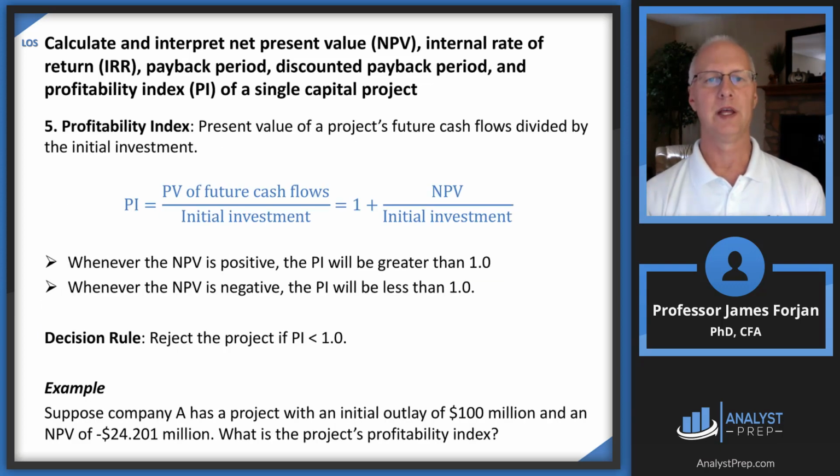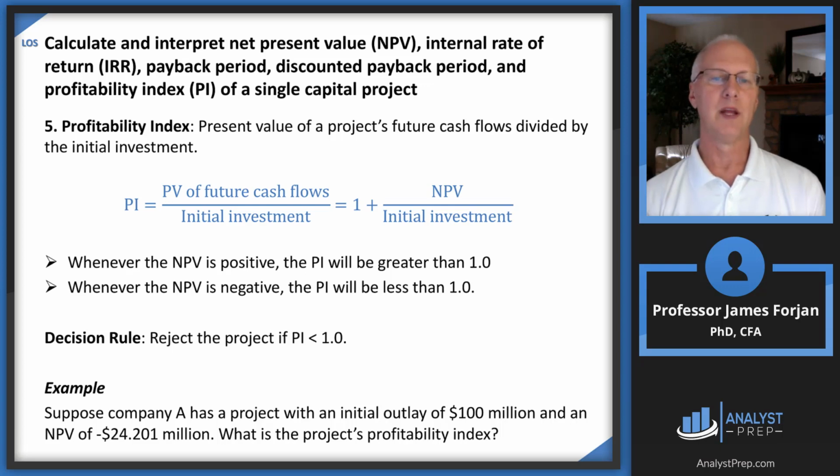Profitability index is a different way of looking at net present value. What it is, it's a standardized net present value. And so look at a couple of formulas there. Profitability index is going to be the present value of those future cash inflows divided by the initial investment, or alternatively, you can do 1 plus the net present value over the initial investment.